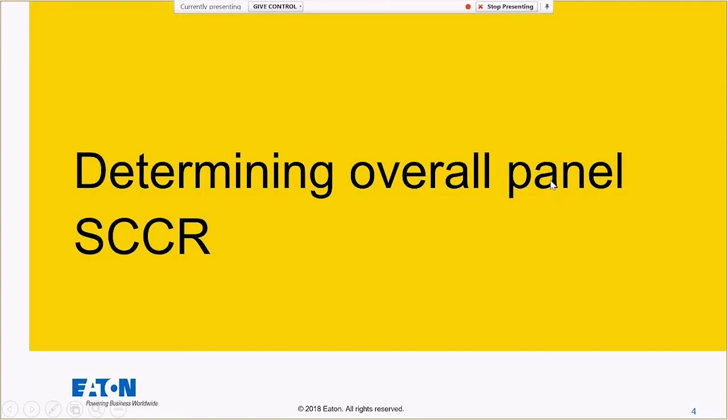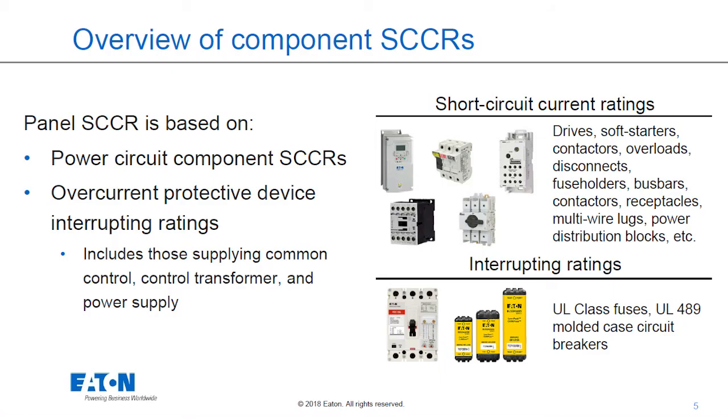So just a review of what we went over last week to determine the overall panel short circuit current rating, right? My panel SCCR was based on two components, either the short circuit current ratings or interrupting ratings. My breakers and my fuses, those have interrupting ratings, and that interrupting rating cannot be changed, right? I can't use any upstream devices to increase my interrupting rating. The short circuit current rating of my panel will never be higher than my lowest interrupting rating, even if I got 17 current limiting fuses in front of it.